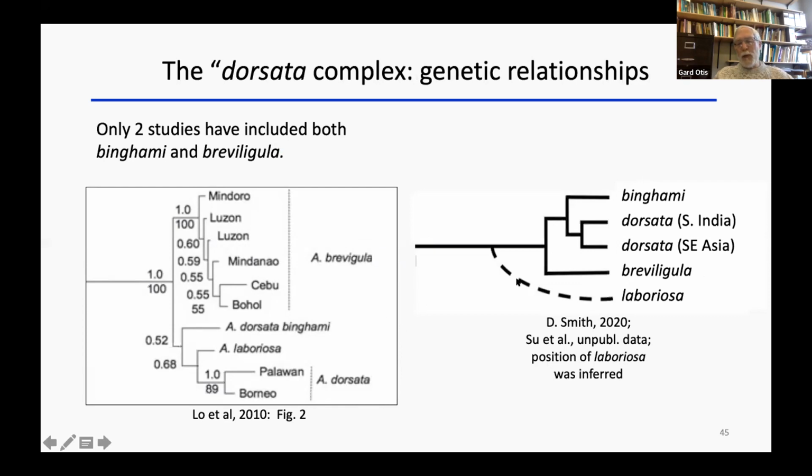Deb Smith, on the other hand, did not have specimens of Laboriosa in her analysis, and she and her colleagues inferred the position of Laboriosa based on some previous genetic studies and also by the morphology. Nevertheless, Breviligula separates out in both analyses on a separate clade from Binghamai, on a separate clade from Dorsada. So if we want to accept genetic differences within a clade, the genetic species concept, then you could perhaps accept all 3 of these members of the Dorsada complex as being valid species.